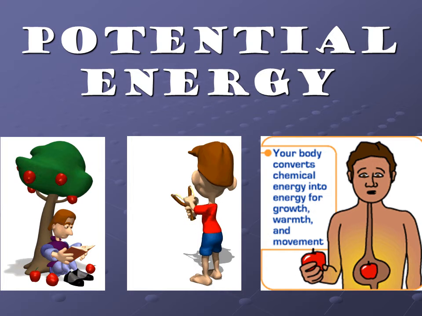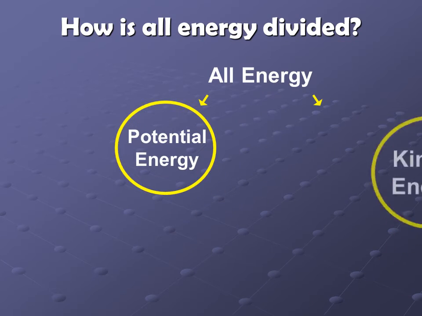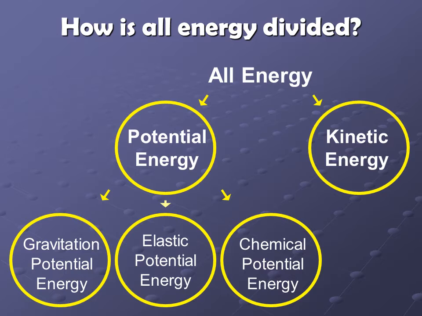So we studied kinetic energy, now we're going to study potential energy. So let's review one more time how all energy is divided. All energy can be divided into two parts, potential and kinetic. Now we're going to go into more detail about those different potential energies. So we have gravitational, we have elastic, and we have chemical.